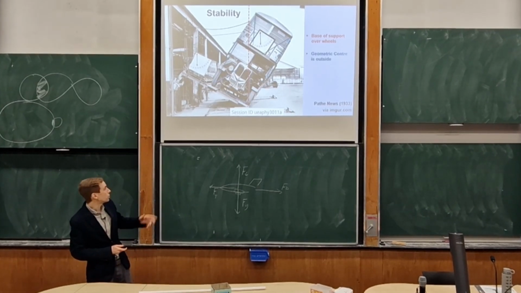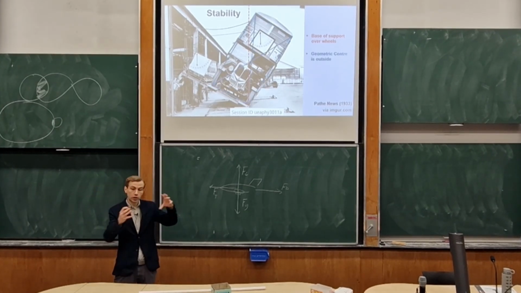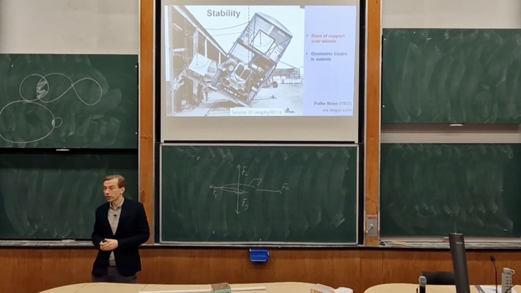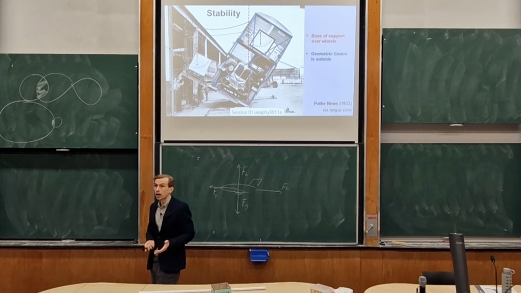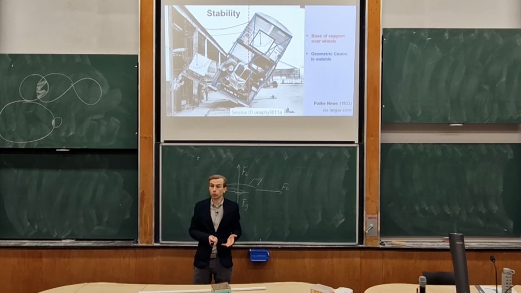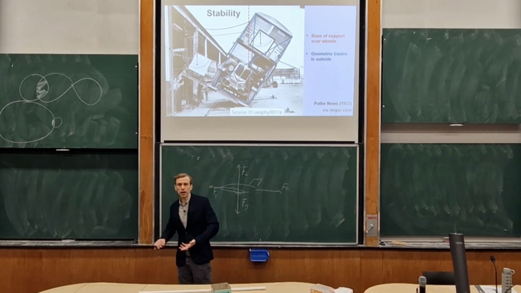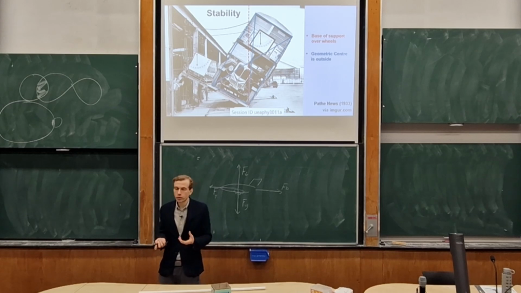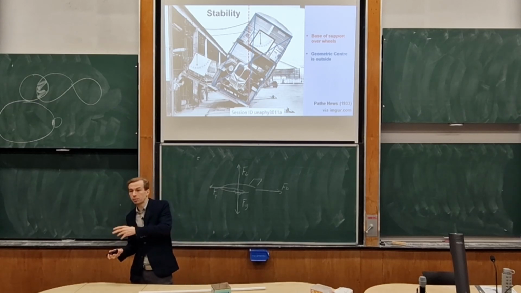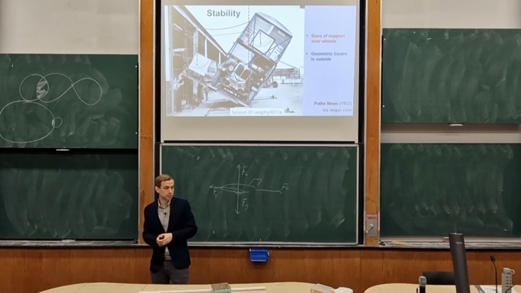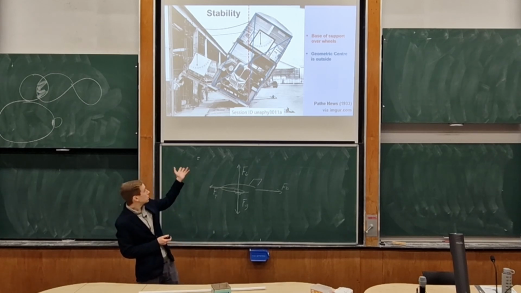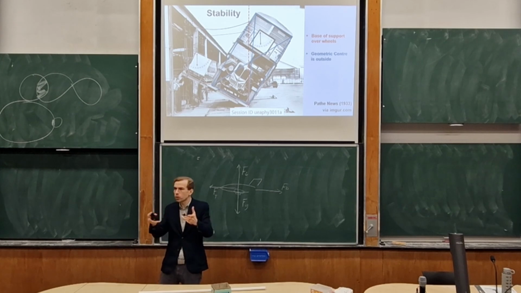Let's take a look at where the geometric center is. We can just look at that point there. And the geometric center is outside the base of support of the bus. And this is why everybody who sees this photo thinks, oh wow, that looks like the bus is going to tip over. I sure wouldn't want to be on that bus. So why doesn't the bus tip over? Does anybody have any thoughts?